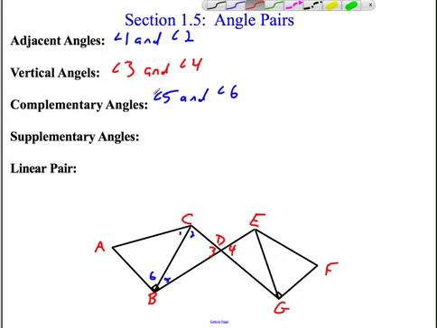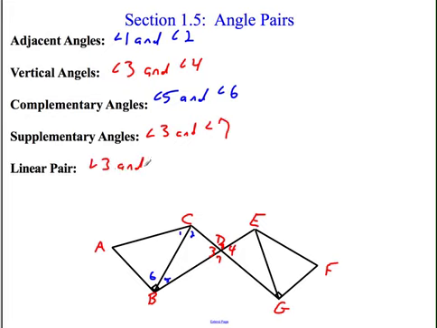So we're looking for somewhere there's a straight line. So what are we at here? 7 and 8. I'll put an 8 in there. But look at 3 and 4 or 4 and 8. Or I'm sorry, 3 and 7. See how they're on this line? So I could say angle 3 and angle 7. And a linear pair is actually angle 3 and angle 7.